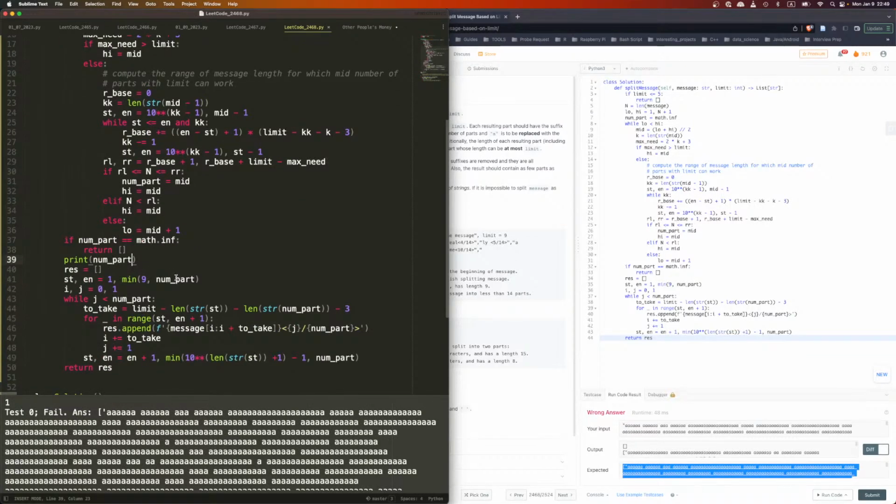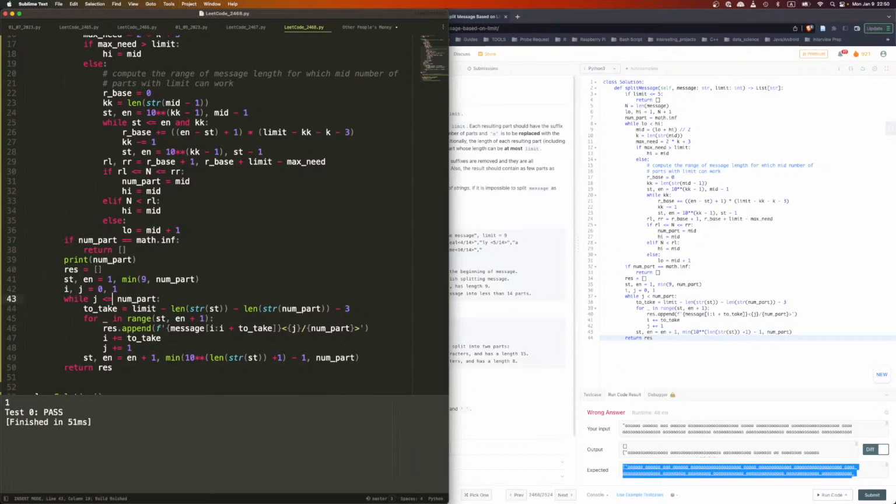Okay, if num part is 1, minimum is 1. It's 1 and 1. J is 1. J is smaller than... So J is smaller equal to num part. Okay, J smaller equal to.